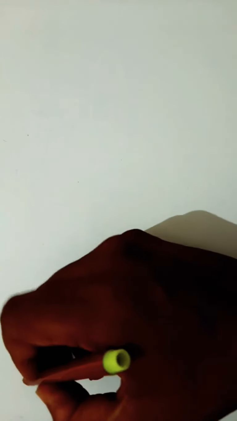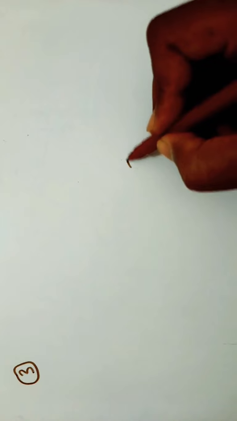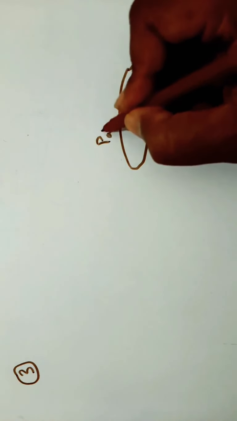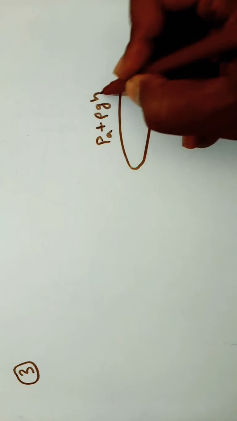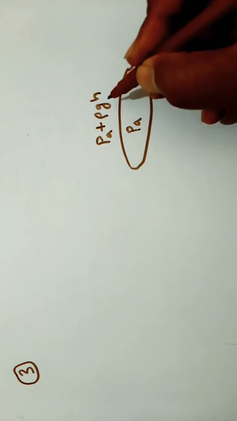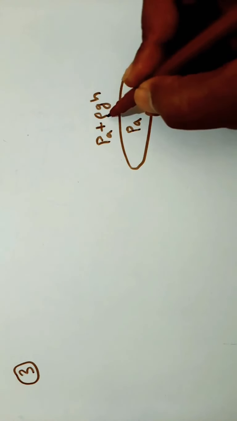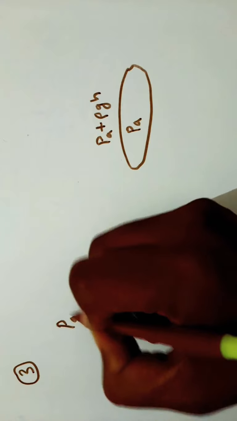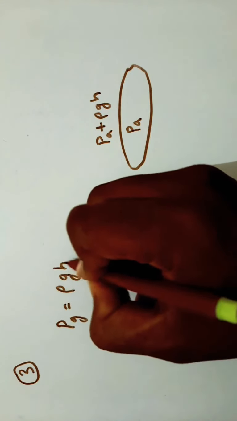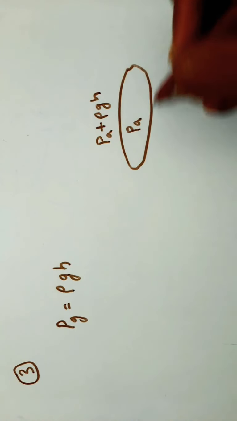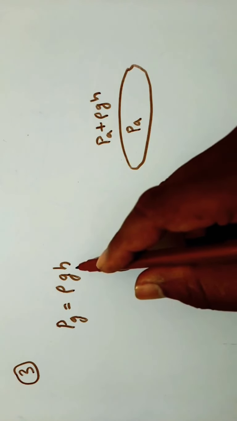See the third one. The pressure outside of the submarine is PA plus rho gH. Inside of the submarine is PA. So the pressure difference is rho gH, that is gauge pressure. So PG is equal to rho gH. So the pressure on the submarine is rho gH.